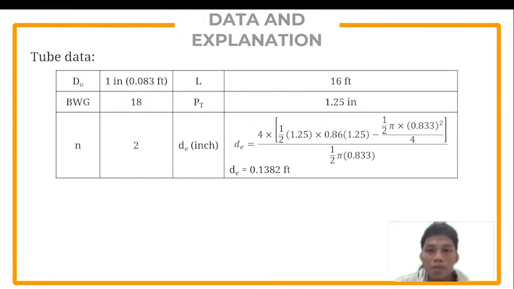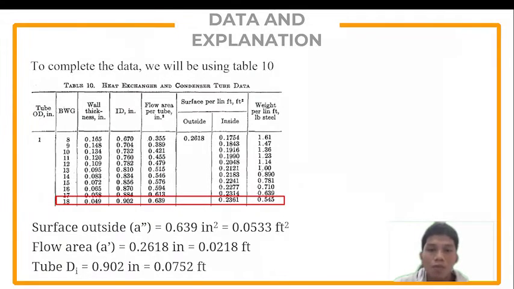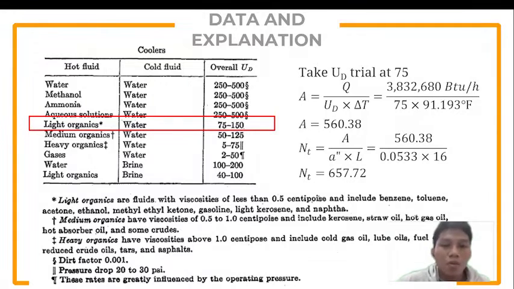From the case, we get the tube data as shown in the table. To complete the data, we will be using table 10. From table 10, we know that our BWG is 18 and determine the surface area per foot is 0.05533 square feet, the flow area is 0.0218 square feet, and the tube inner diameter is 0.0752 feet. Next is finding the shell diameter and completing the shell data. First, we need to determine the A, and get A is 560.38.